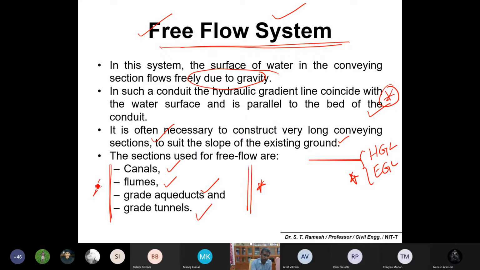So please make a note, these are four sections which will be used for free flow of water by simple gravity mechanisms. Number one, the canals. Number two is flume. Number three is aqueducts. Number four is tunnels. Anyway, we are not going to discuss these in detail. Probably you may study these sections in water resource engineering or irrigation structures. But at least remember these are the free flow sections for the conveyance of water.